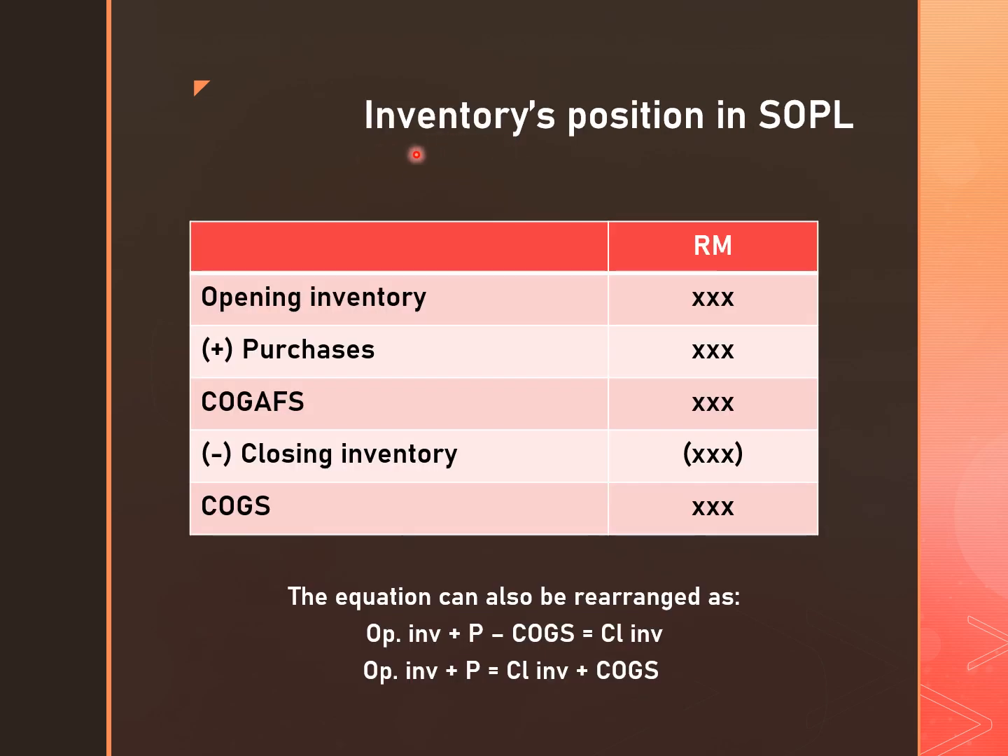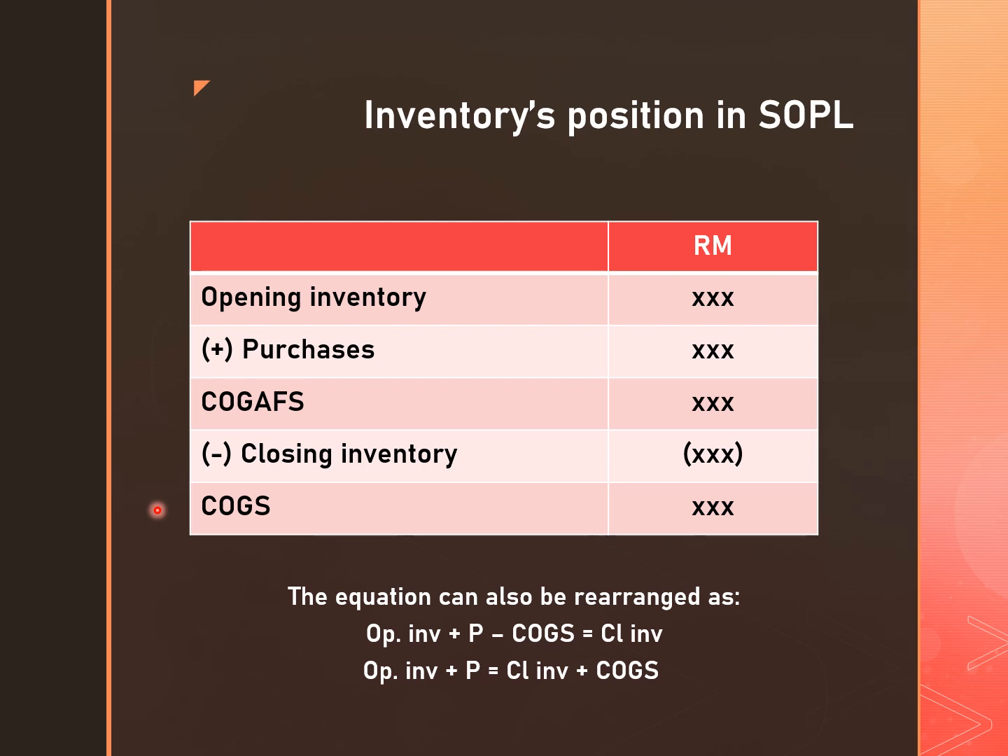This is just to show you dekat mana position inventory dalam SOPL, sebab I rasa tak mungkin you lupa, tapi sebab kita kena cover kan, so kita cover lah benda ni. Right, so this is opening inventory kat sini. Then you akan tambah dengan purchases. So, you akan dapat cost of goods available for sale. Lepas tu, you akan tolak dengan closing inventory. So, dapatlah cost of goods sold.